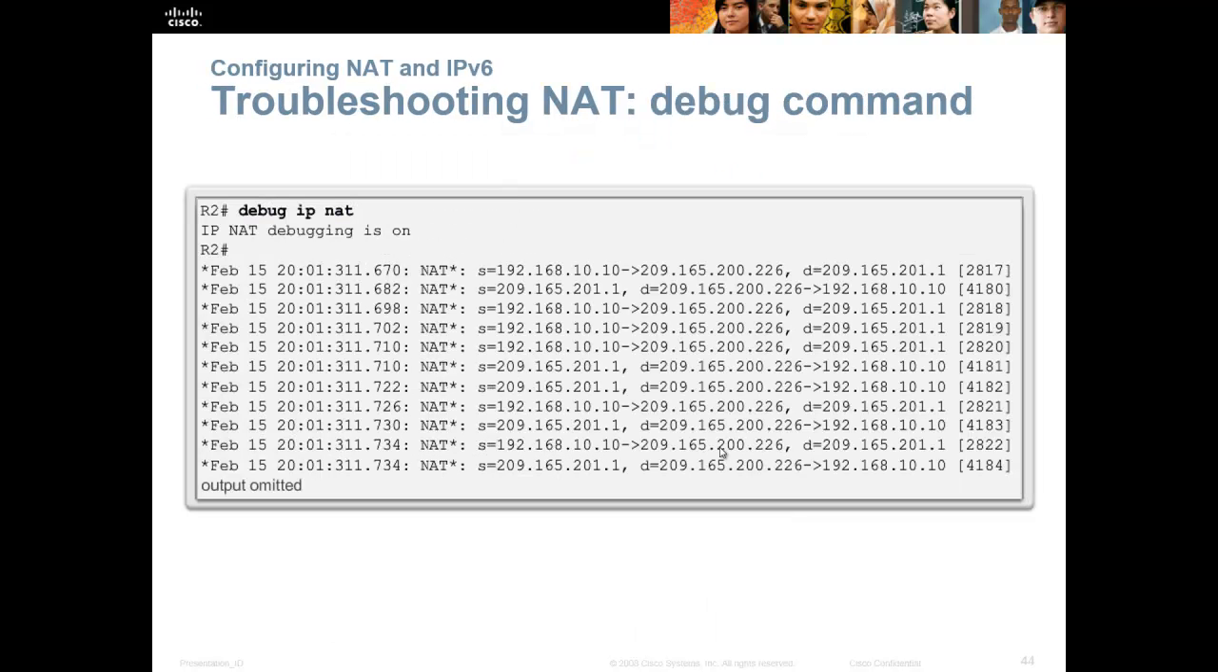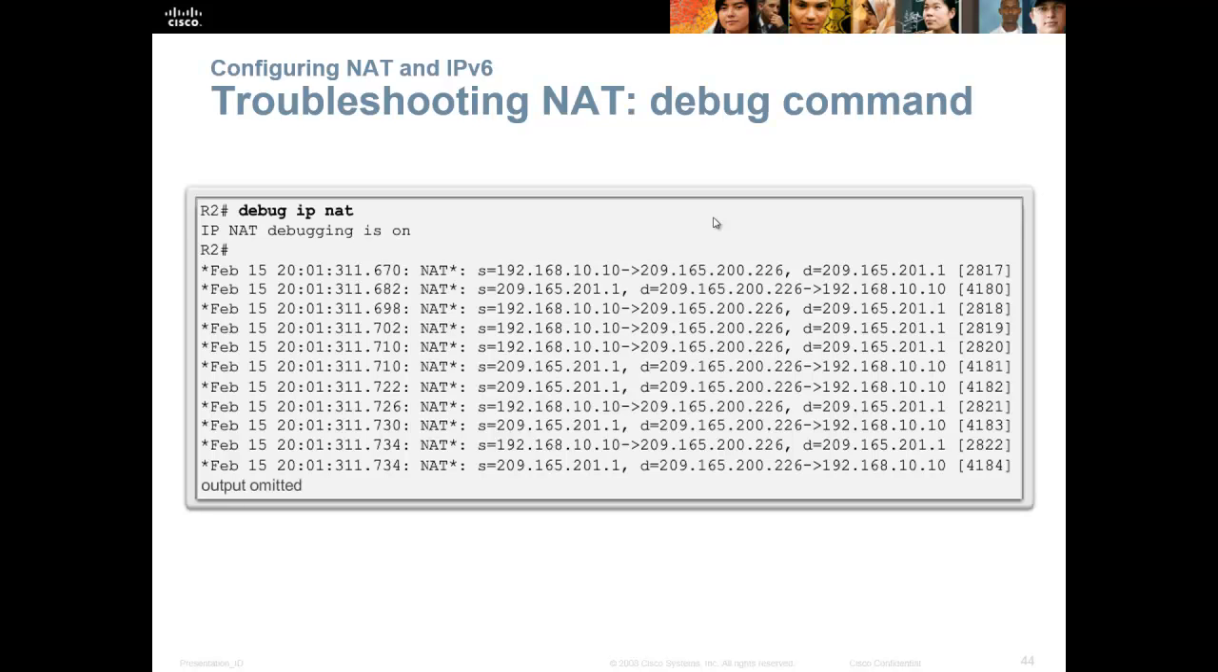Remember, debug commands turn on messages. So every time a NAT translation happens, it would pop up on the screen. Anytime anything happens with NAT, it pops up on the screen. And that way you can see these translations. Hey, a packet came in, public IP address to private IP address. So it shows you everything on the screen, and that way you can kind of see what's going on.